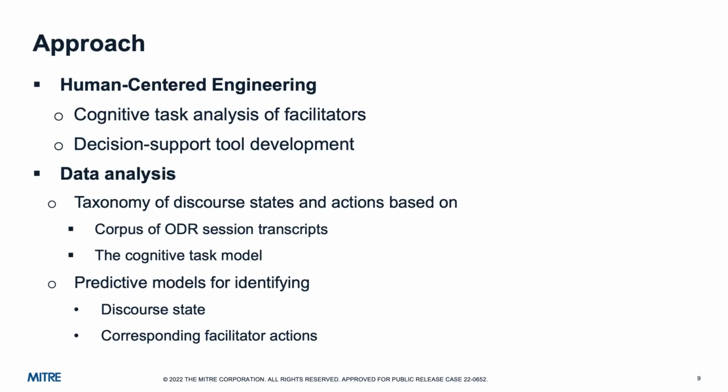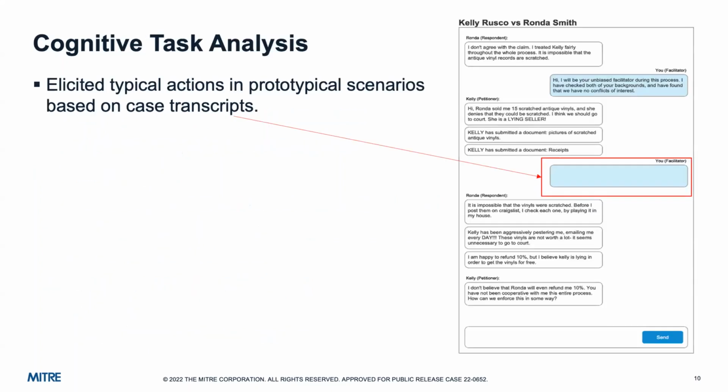What a discourse model of facilitation means is that you have a vocabulary for recognizing what states a negotiation can be in that is rich enough that you can use it to predict actions by facilitators. Actions in an abstract sense, that is, the actions that correspond to specific statements. So let me start with this first part, which is the cognitive task analysis.